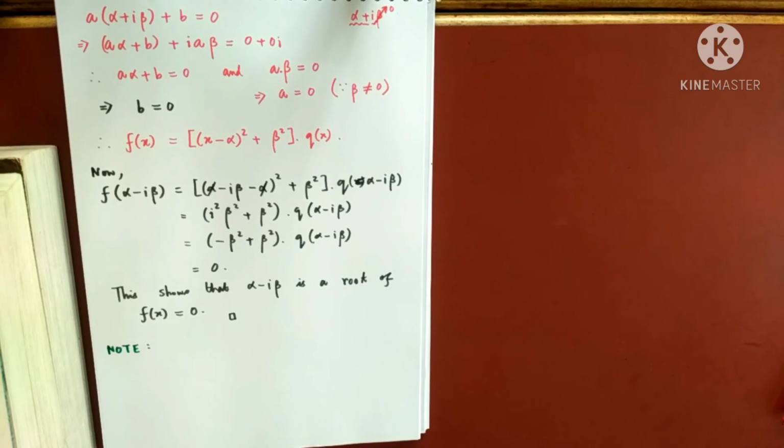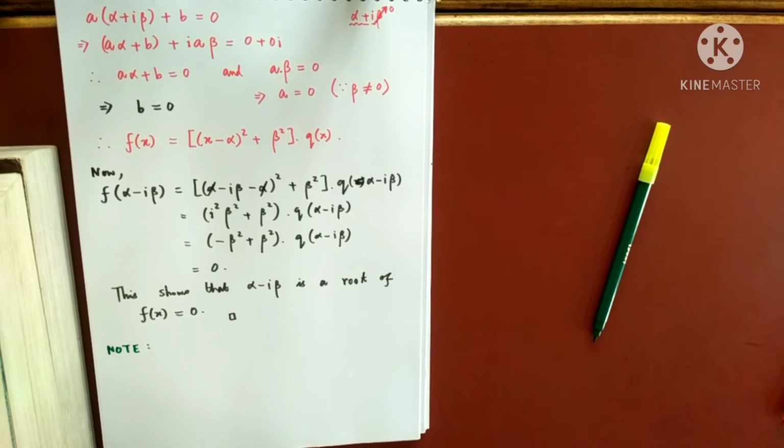Number one. If alpha plus i beta is a multiple root of order r, alpha minus i beta will also be a multiple root of order r. Just very simple, because corresponding to every alpha plus i beta, there exists another root alpha minus i beta. So because there are r roots alpha plus i beta, there will be r many alpha minus i betas also. So again, just take a note of this. If alpha plus i beta is a multiple root of order r, then alpha minus i beta is also a multiple root of order r.